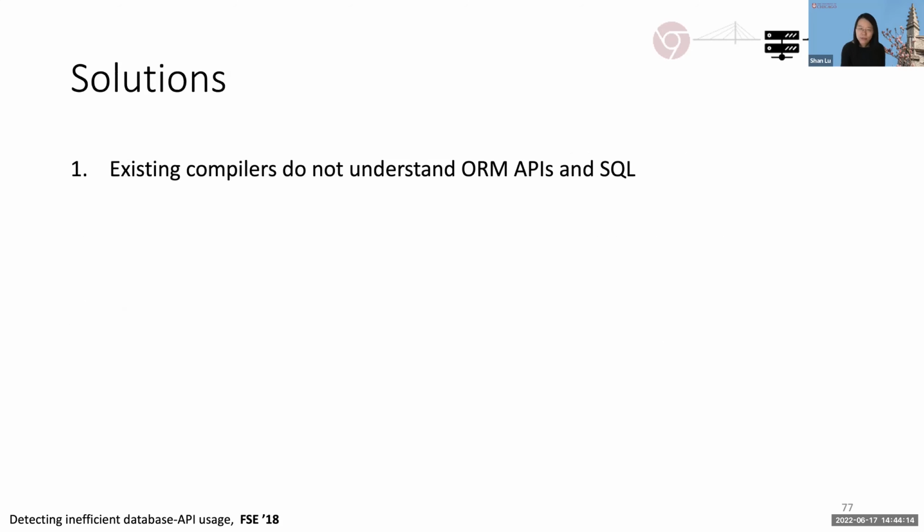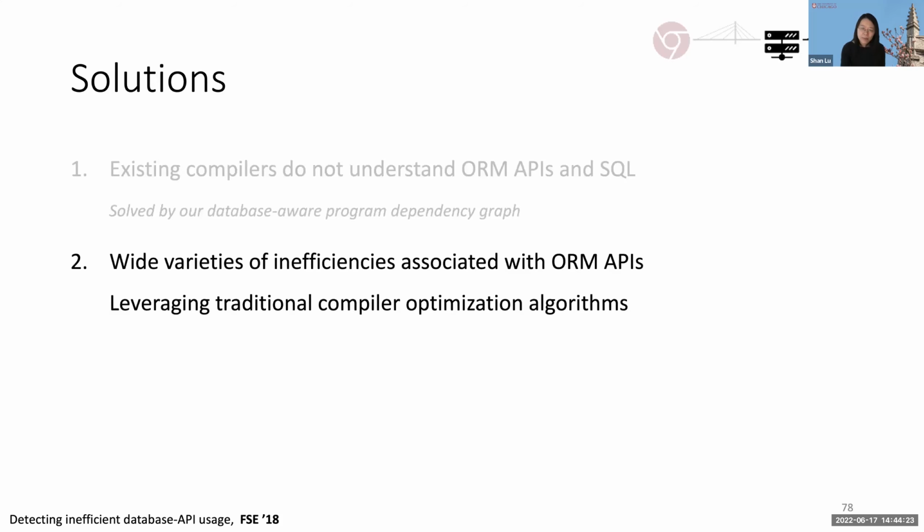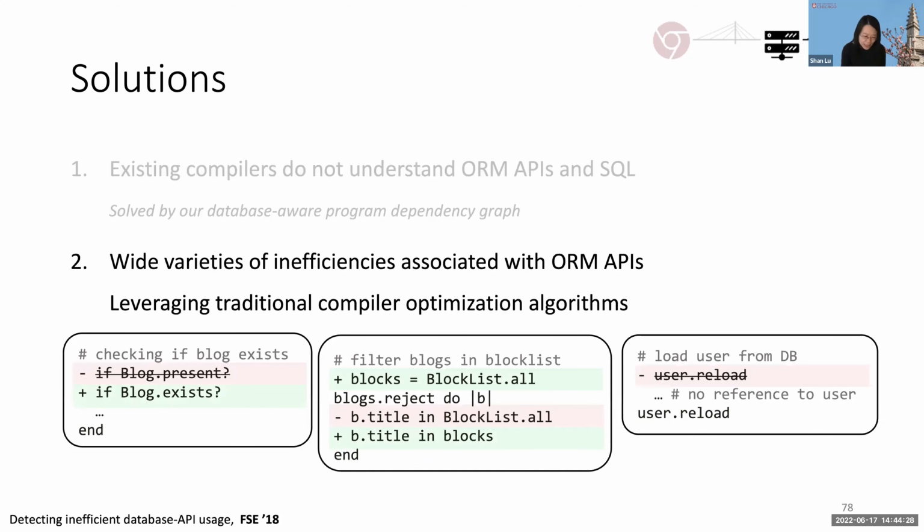So the solution is, first of all, yes, we do need to extend our compiler to understand the ORM API. And you already see that we did it. For the second one, it turns out there's an easy solution. All these examples, including others that I haven't told you, actually correspond to very traditional compiler optimizations. The first one is just strength reduction. The second one is a very typical loop invariant motion. The third one is just dead code elimination. So as long as we extend the traditional API in the right way, and then apply the traditional compiler optimizations, all the problems will be solved.